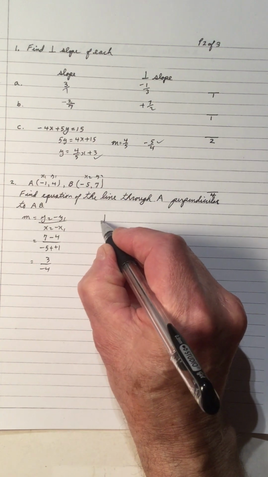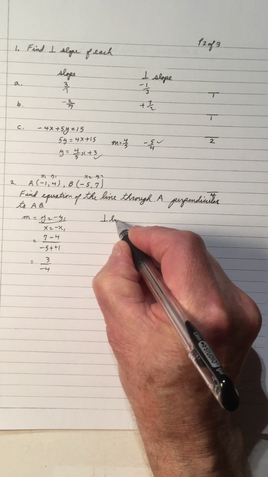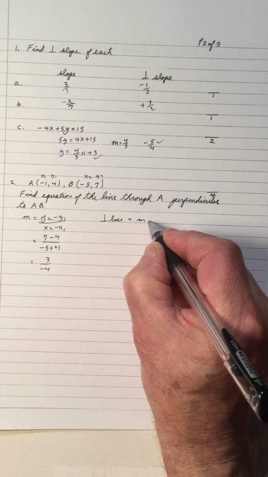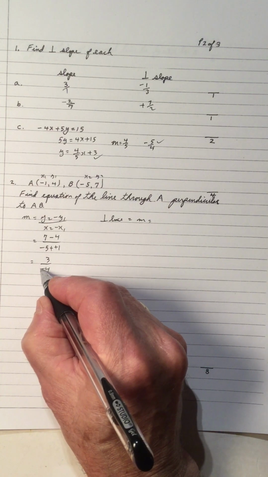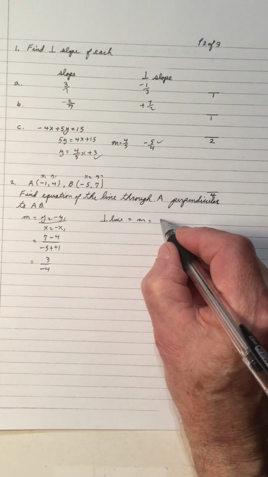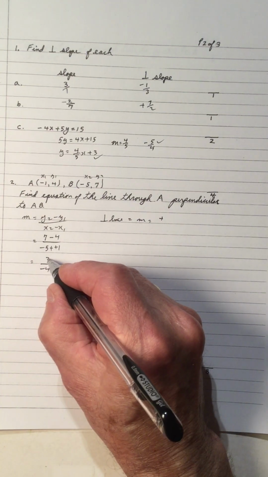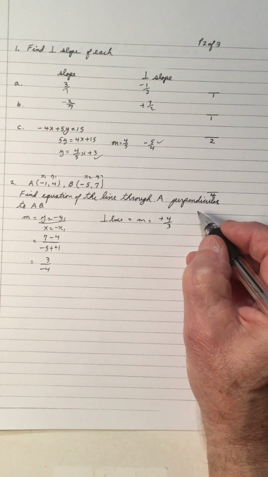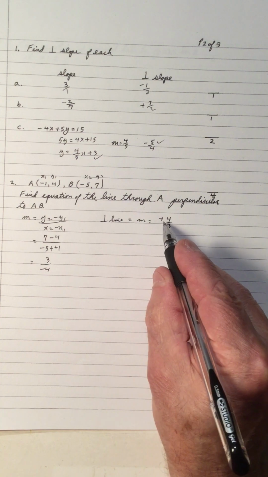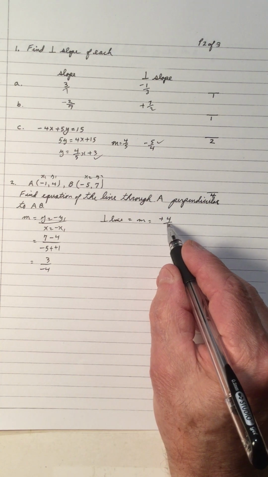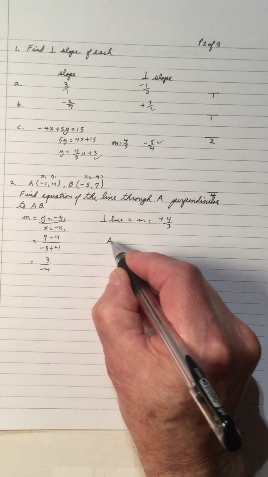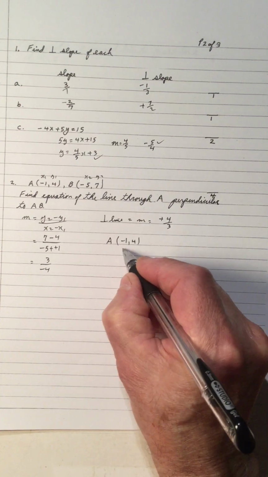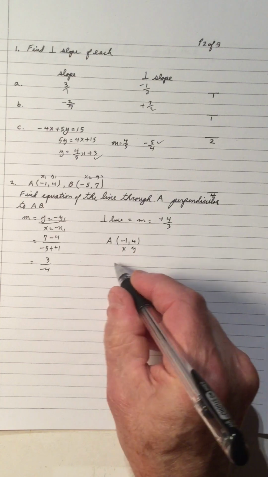So the perpendicular line has a slope which is the negative reciprocal. So that's a negative, so that becomes positive, and the reciprocal of 3 over 4 is 4 over 3. So we have the slope of the perpendicular line, which is 4 over 3, and it's going through A. So A is negative 1, 4. So that's x and that's y, and there's the slope.